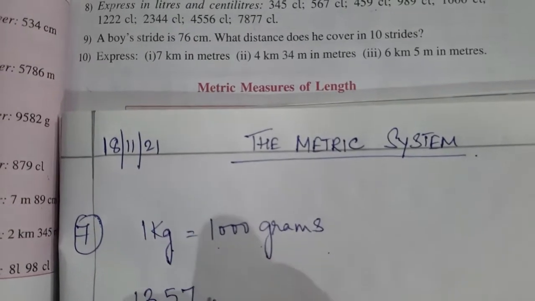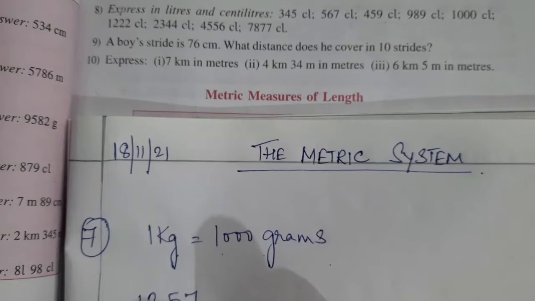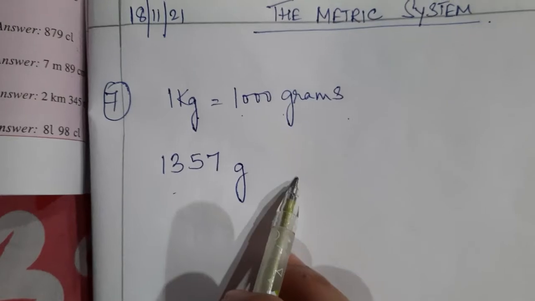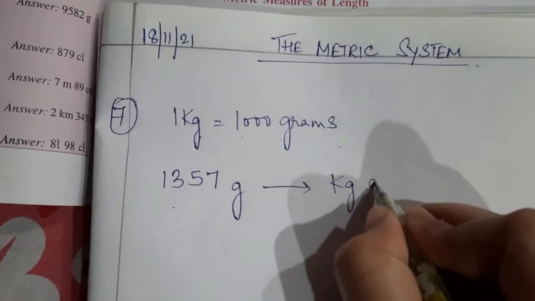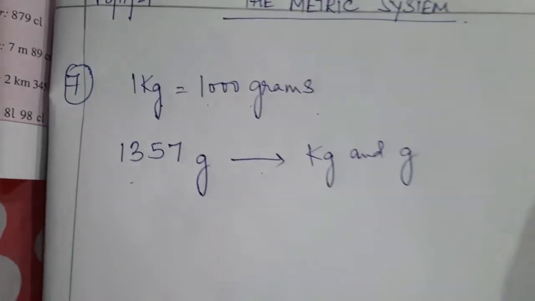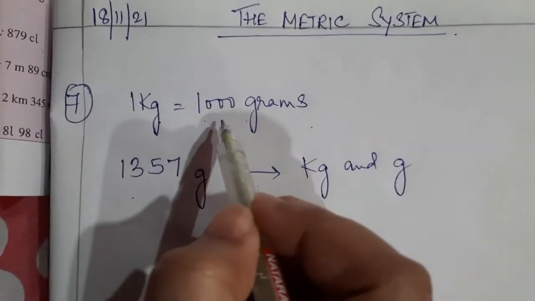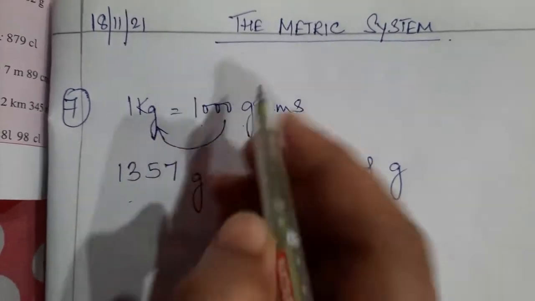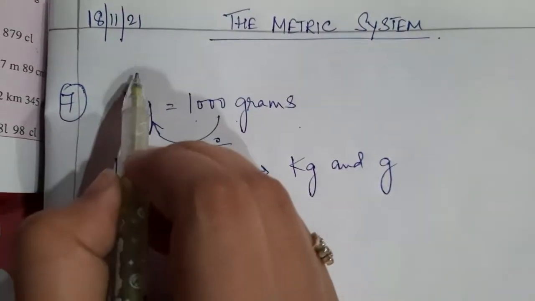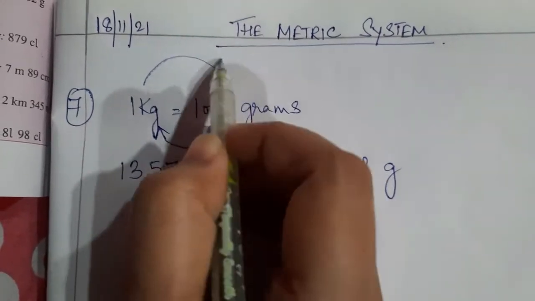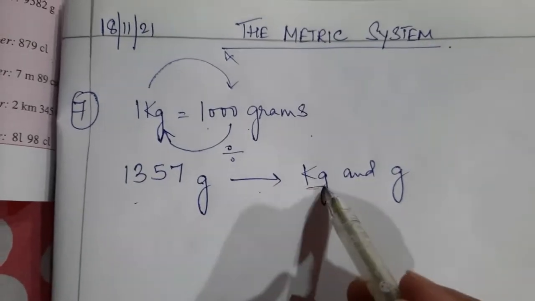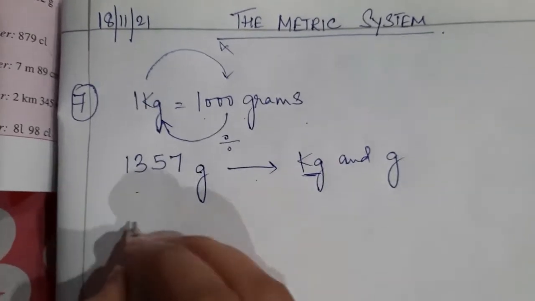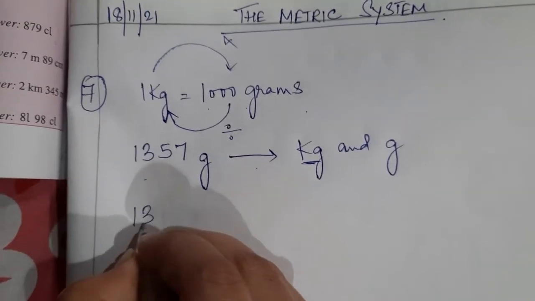Let me write the first question. 1357 gram. This I have to convert into kilograms and grams. Now I have told you, when we are moving from grams to kilograms, we divide, and when we move from kg to grams, we multiply, right? Here we are moving from grams to kilograms because we also need kilograms here, right? So what are we going to do? We are going to divide.